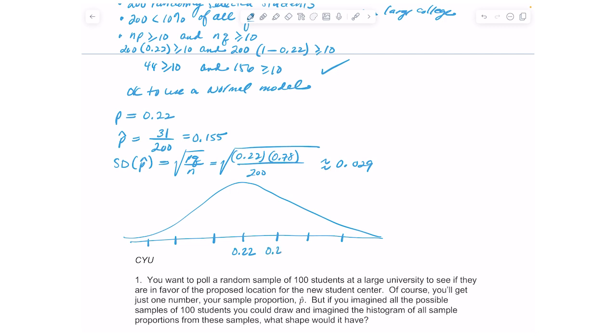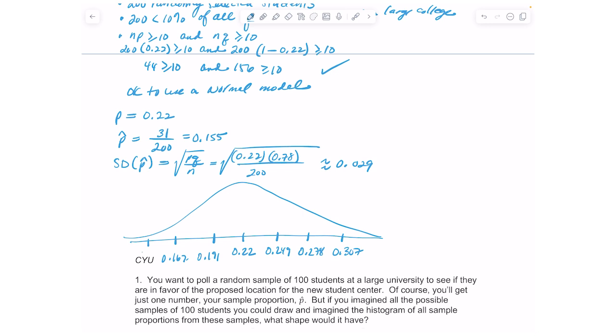0.249. And then if I add another 0.029, I get 0.278. And then plus 0.029, I get 0.307. And then to go backwards, I'm just going to do 0.22 minus 0.029, and I get 0.191. And then minus 0.029, that gives me 0.162.